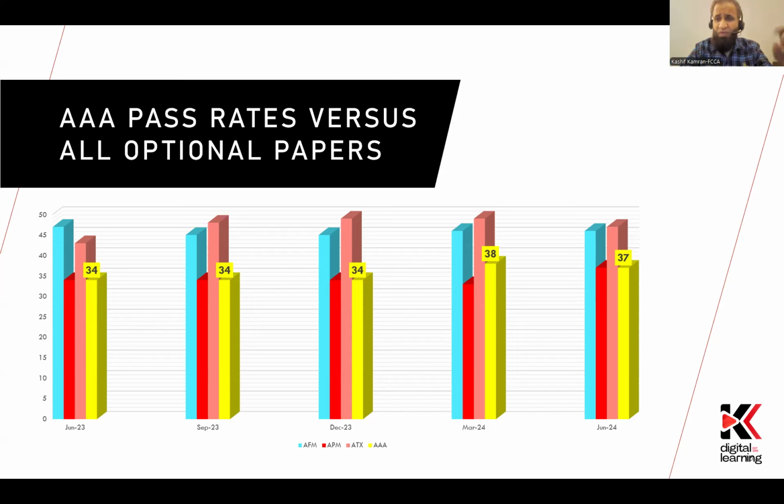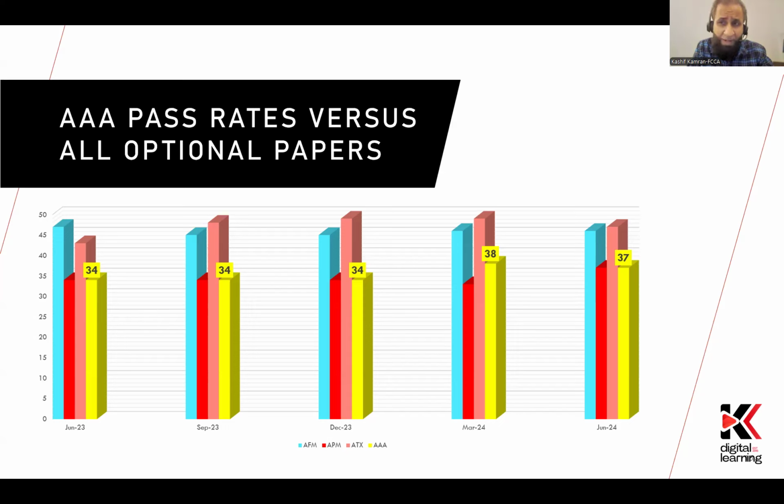Though in the last 2 sittings, you see the passing rates have surged to 38 and 37. That should give you some sort of positivity that the passing rates have started to improve and are becoming closer to the 40 barrier. But when you compare these passing rates with particularly AFM and ATX, you can see the bars of AFM and ATX being higher. The only paper which is competing at the same level with AAA is the APM paper.